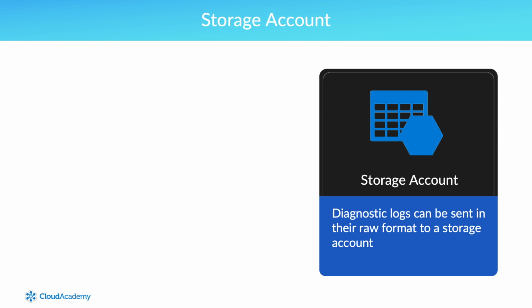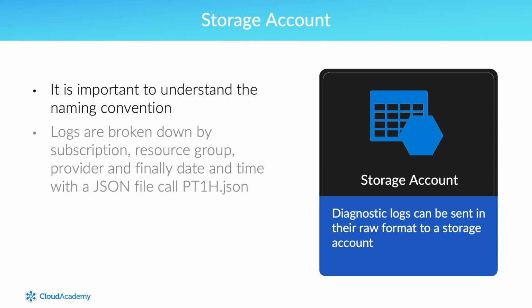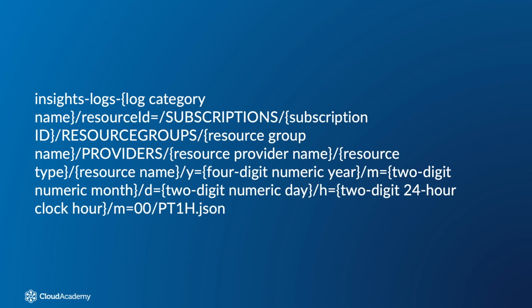Finally, we can send logs in their raw format to a storage account. It is important to understand the naming convention used to store it. Logs can be broken down by subscription, resource group, provider, and finally date time with a JSON file called PT1H.json. An example of the file structure in the blob would look like this.